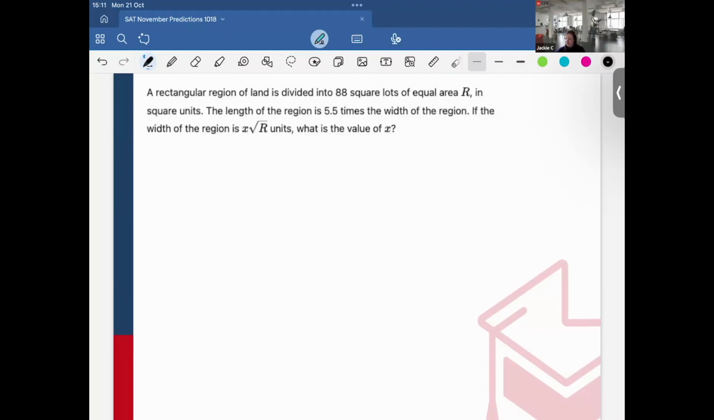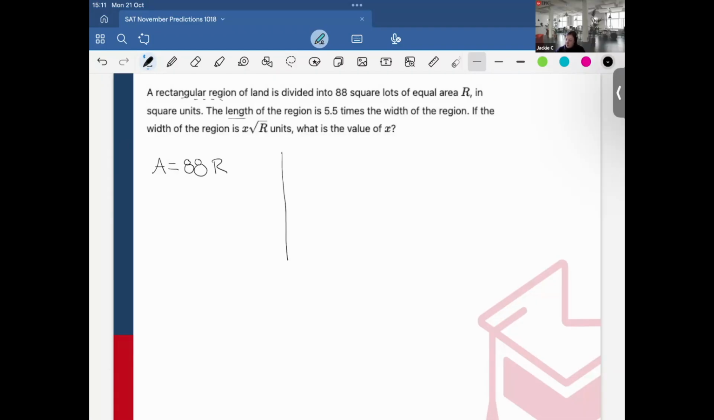Okay, so next we have a rectangular region of land is divided into 88 square lots of equal area r in square units. The length of the region is 5.5 times the width of the region. If the width of the region is x root r units, what is the value of x? Okay, so if the area is divided into 88 square lots of equal area r, if I multiply 88 by the area r, this would give me the area of the rectangular region of land.